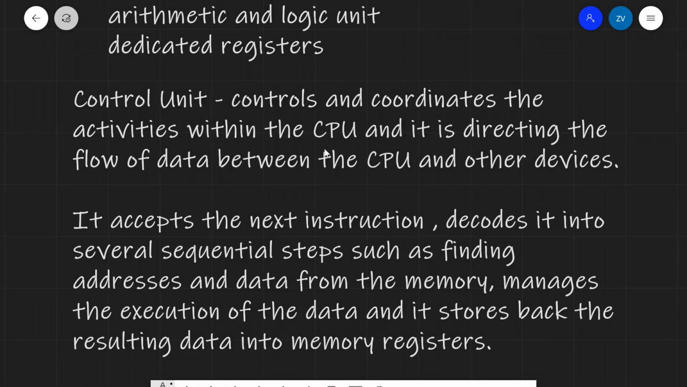Okay, first off, let's have a look at the control unit. Now, it's a very important part of the CPU. It controls and coordinates the activities within the CPU and also directs the flow of data between the CPU and other devices. It will accept the next instruction, decode it into several sequential steps, such as finding the addresses of the data in the memory, and manage the execution of the instruction, storing the resulting data back into its memory registers.